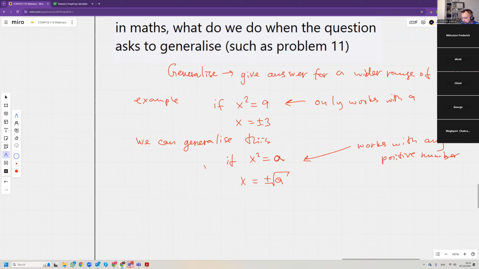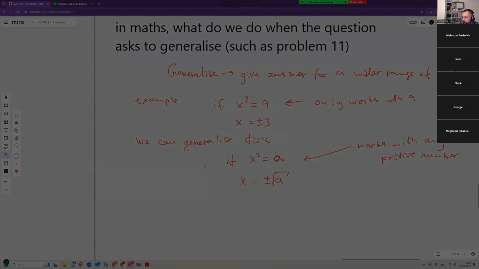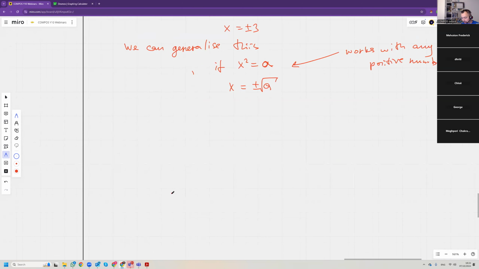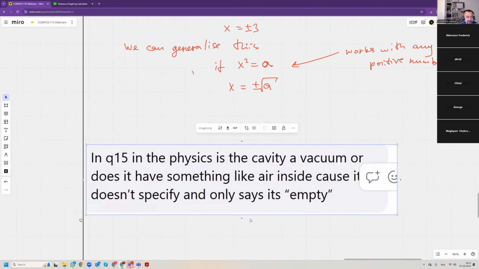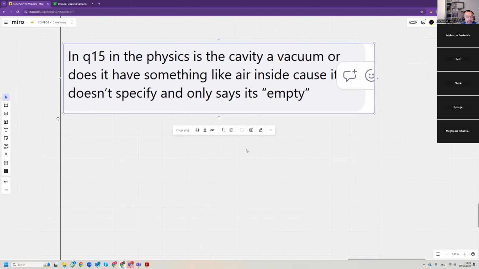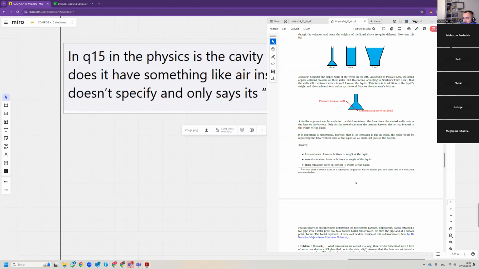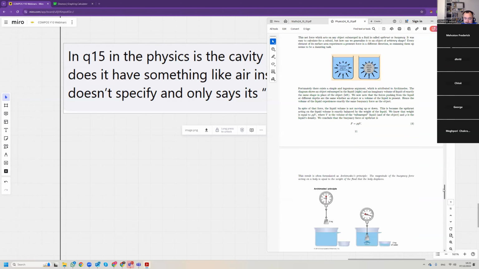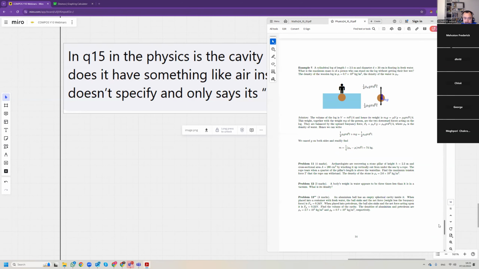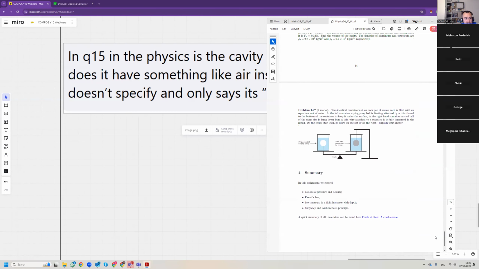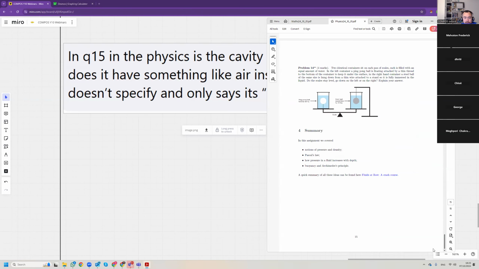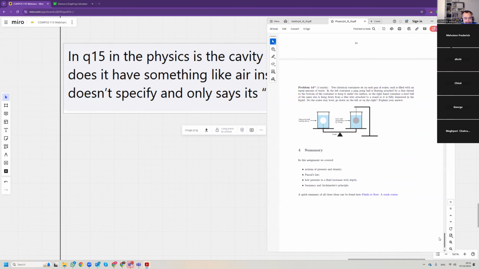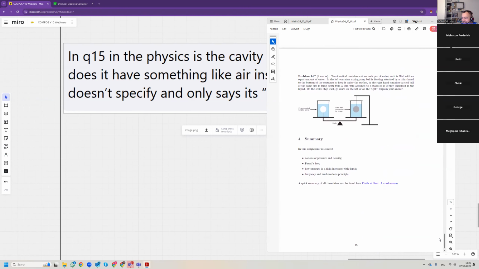In question 15 in physics, the cavity, is the cavity a vacuum, or does it have something like air inside it? Because it doesn't say it's empty. There's no question 15 in physics. Physics has 14 questions. What are you talking about?